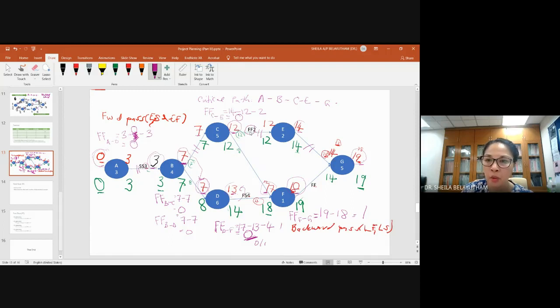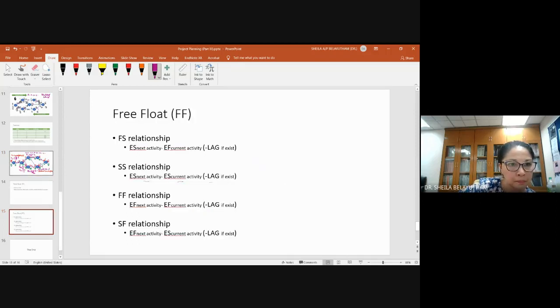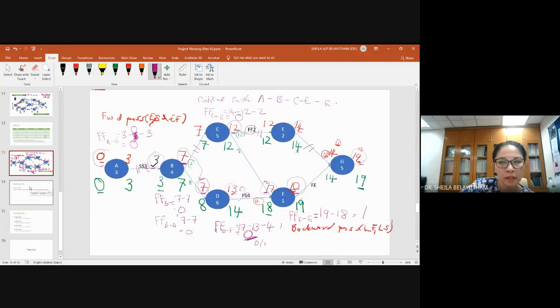Meaning to say that you have 1 additional day before you finish together. So knowing this, you might see how you can arrange for your resources and so on. Okay, so far any question for that free float? Okay, if no question, basically you have completed the precedence diagram calculation in numbered form.